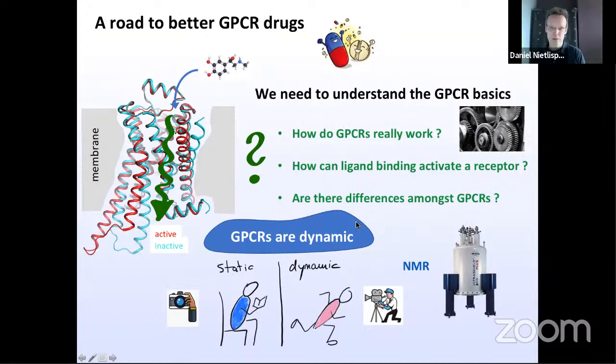And one thing we need to appreciate is that while lots of these pictures show the GPCRs basically as a static entity, GPCRs in reality are really dynamic. So rather than taking pictures of these receptors, it would be much better if we were able to do a movie and film how they behave in solution. Scientifically, this is very difficult to do at atomic resolution. However, NMR can to some extent get there and can provide some of that dynamic information on receptors.